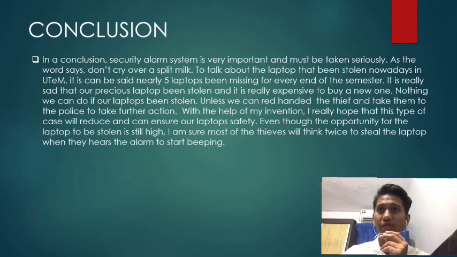There is nothing we can do if our laptop is stolen unless we can catch the thief red-handed and take them to the police for further action. With the help of my invention, I really hope that this type of case will reduce and can ensure our laptop safety. Even though the opportunity for the laptop to be stolen is still high, I am sure most of the thieves will think twice about stealing the laptop when they hear the alarm start beeping.